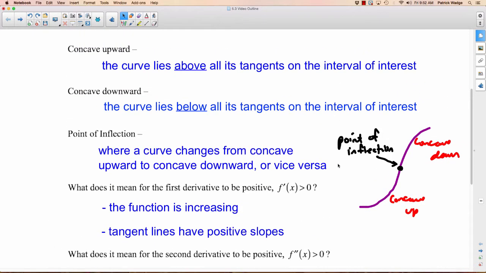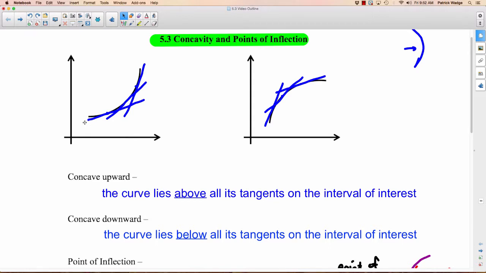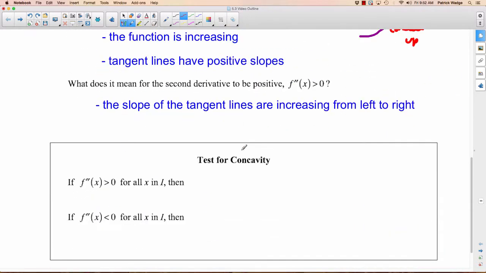Now, if the slopes of the tangent lines are increasing as you go left to right, do you see that's exactly this situation here? I have three tangent lines here, and as I draw the first one and then the next one, oh, that one's steeper, and I draw the next one, oh, that one's steeper still. If I was drawing another one here, it'd be even steeper still. So as I'm going from left to right, the slopes of the tangent lines are getting steeper and steeper. That means it will be concave upward. We can use the second derivative to figure out whether the graph is concave upward or concave downward.